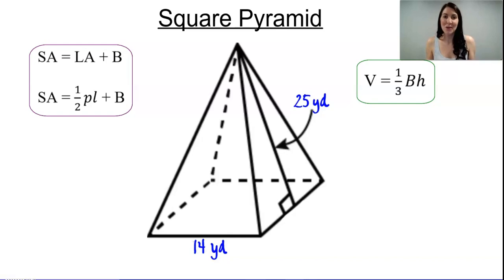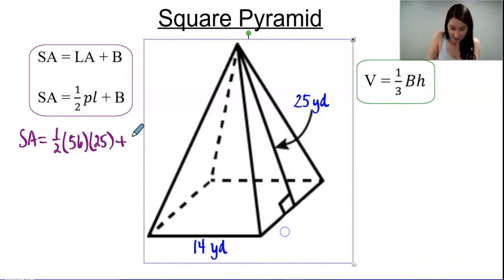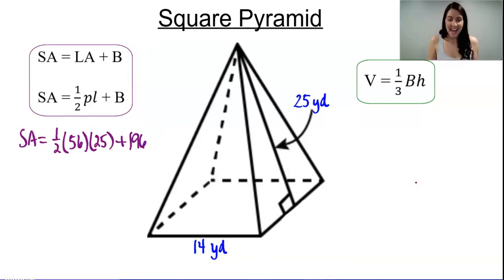Let's move on to another problem that this time gives us the slant height, but we are going to have to find the height when we go to find the volume. To find the surface area is going to be 1/2 times the perimeter. The perimeter would be 14 plus 14 plus 14 plus 14, or 56, times the slant height, which in this case we are given, that is 25, plus the area of the base. The base is a square, so the area would be 14 times 14, or 196. Adding this together gives us a surface area of 896 square yards.